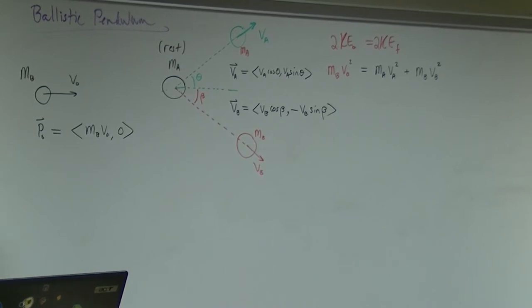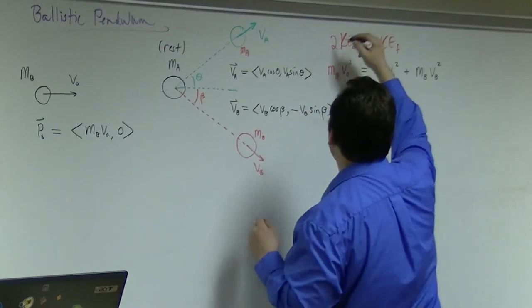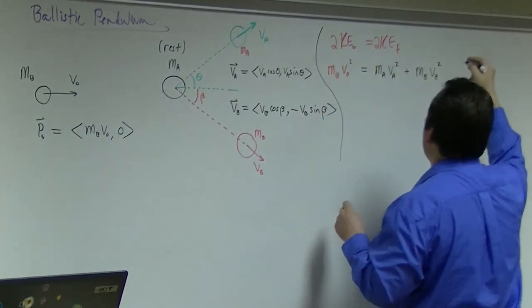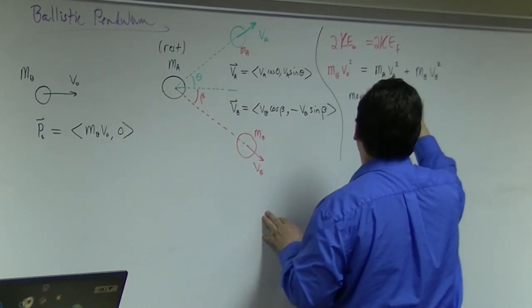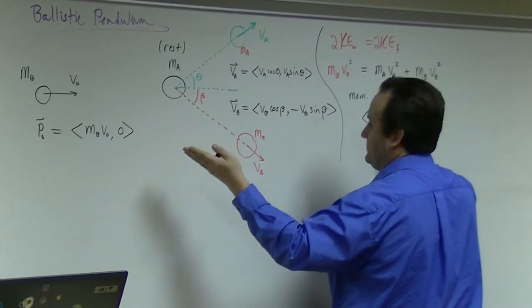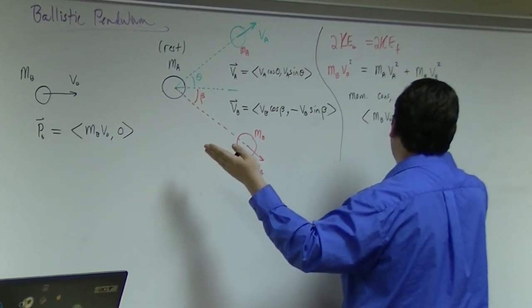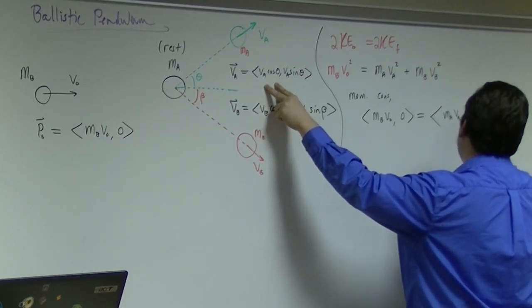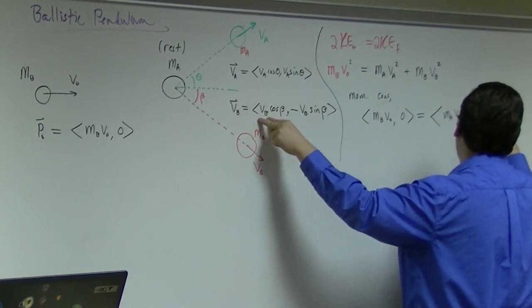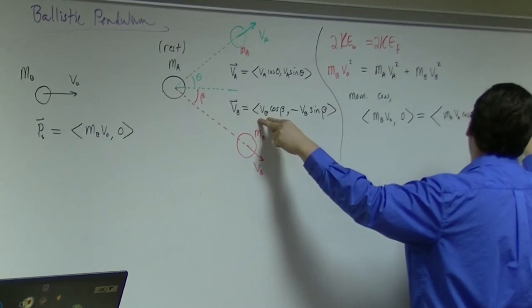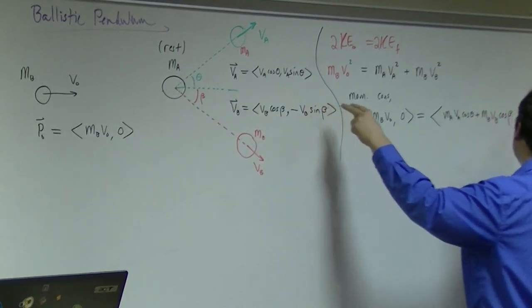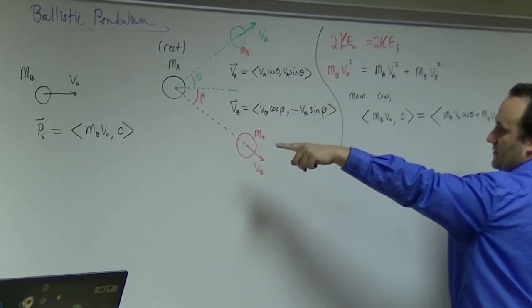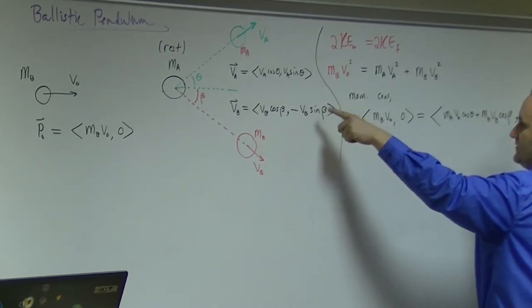I know momentum is conserved. In an elastic collision, both kinetic energy and momentum are conserved. So this is kinetic energy conservation, and momentum conservation gives me MB V naught zero is equal to MA VA cosine theta plus MB VB cosine beta. Now there's zero initial momentum in the y direction, which is nice that we chose coordinates that way.